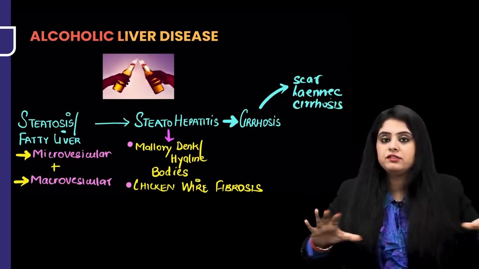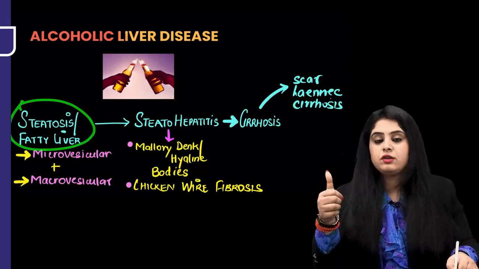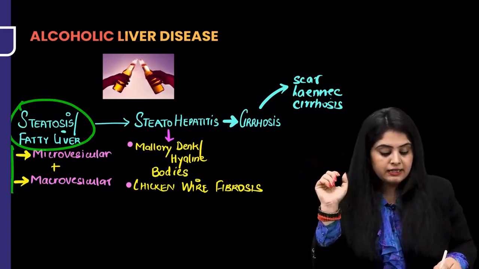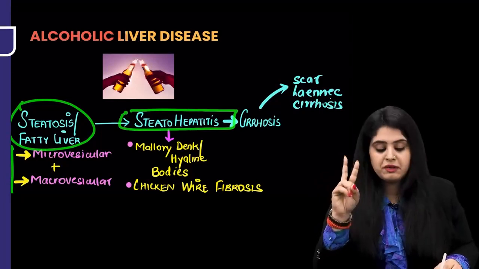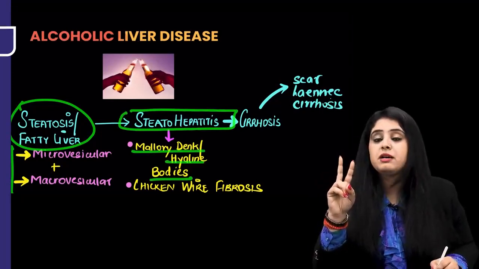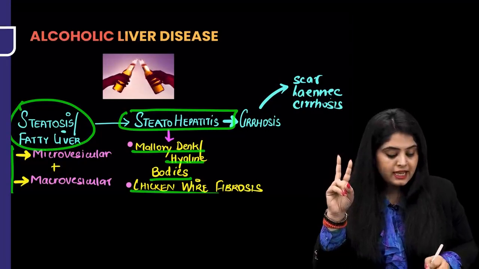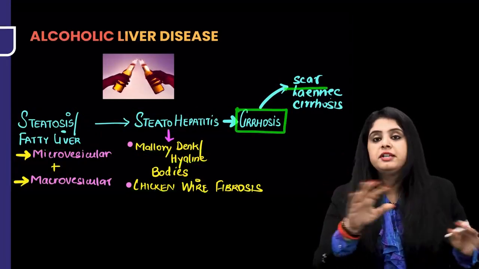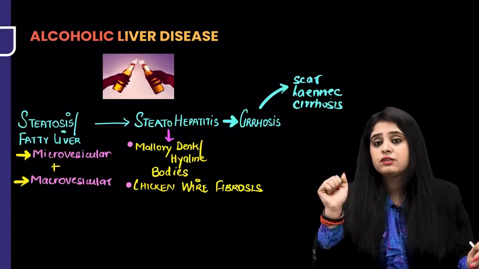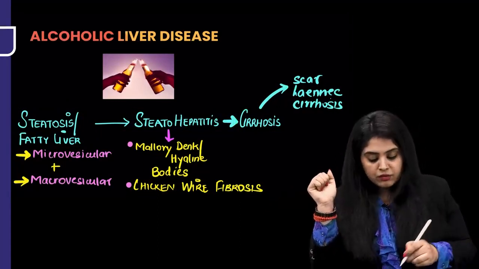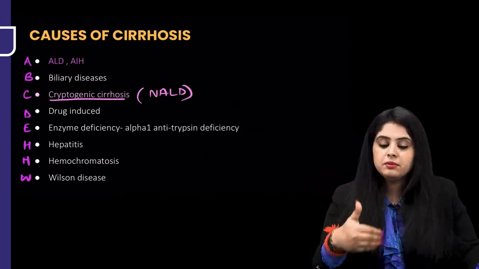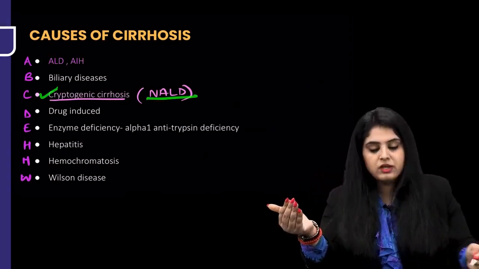Repeating once again, what is the sequence? The first one, steatosis. That is going to have small, big, all sorts of vesicles of fat. Then steatohepatitis. That is going to have two things. Mallory hyaline bodies made up of cytokeratin 8 and 18, and chicken wire fibrosis. Finally, the patient lands up with cirrhosis, a scar will form, and of course that patient is going to die. It's going to be a fatal situation. So whatever you had said for alcoholic liver disease, the same sequence goes on for non-alcoholic liver disease.